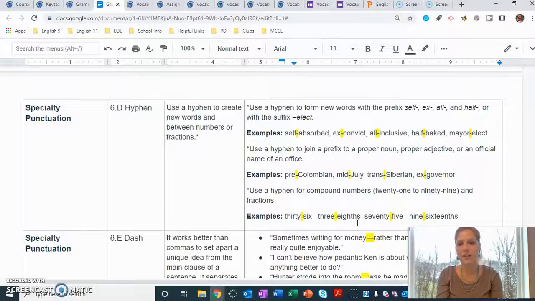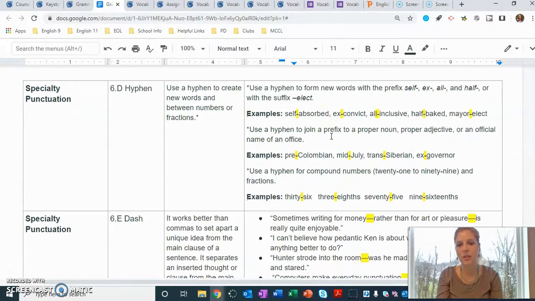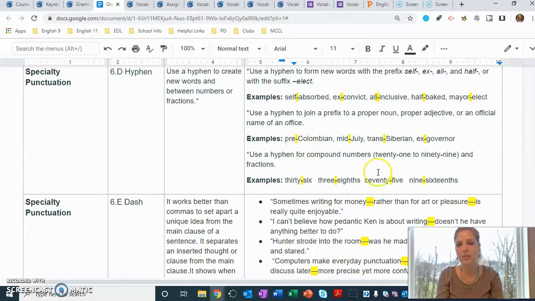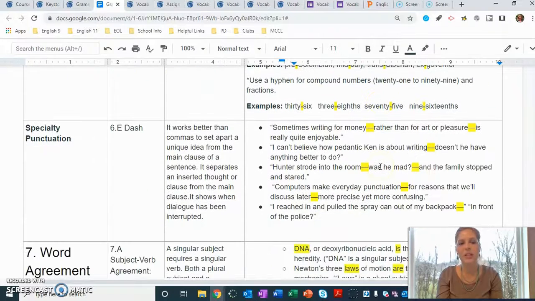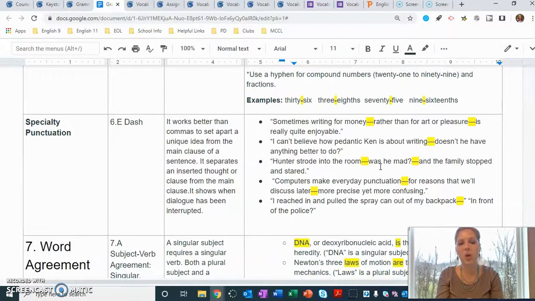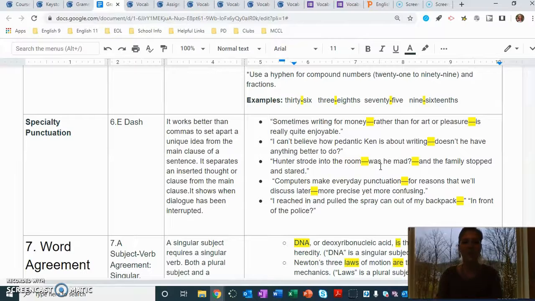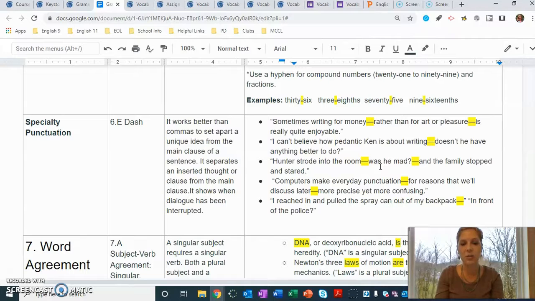And then a hyphen is another way to show a pause. You use it to combine words, such as self-absorbed or ex-convict, or pre-Columbian, or for numbers. And then a dash is like a hyphen, but it is longer, and it's sort of like a long comma. So you use it to set apart a unique idea from a main clause, or to separate an inserted thought or clause from the main clause. It shows when dialogue has been interrupted also.